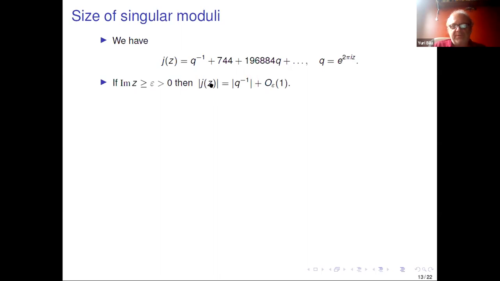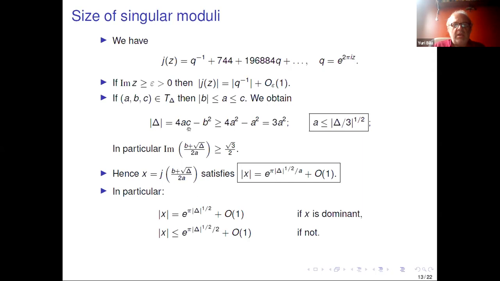And the same holds true for absolute values. So J of Z, we should think of J of Z as Q minus one. And now, if we take this B plus square root of D over 2A as Z, well, then it's easy to see that the imaginary part is bounded by some very concrete number. It's actually the smallest imaginary part occurring in the fundamental domain. And this simply means that A is bounded by square root of delta over square root of 3.